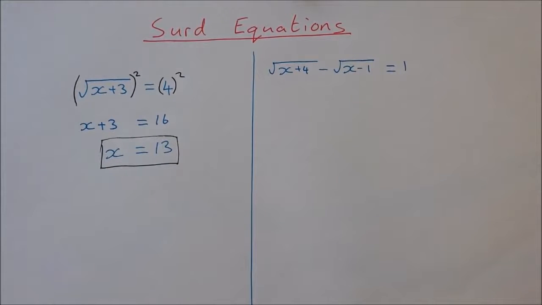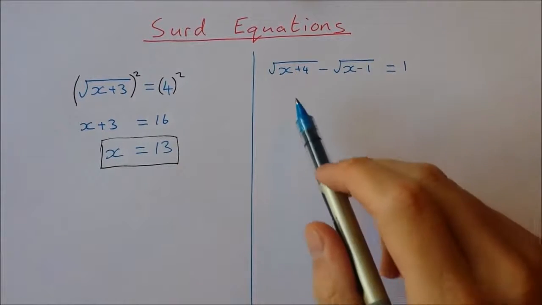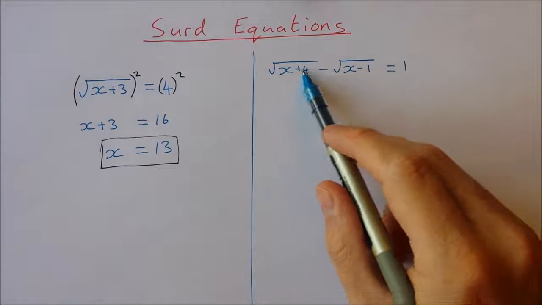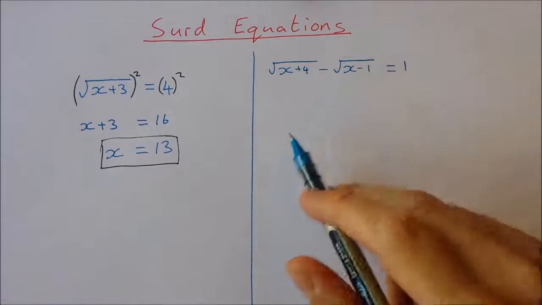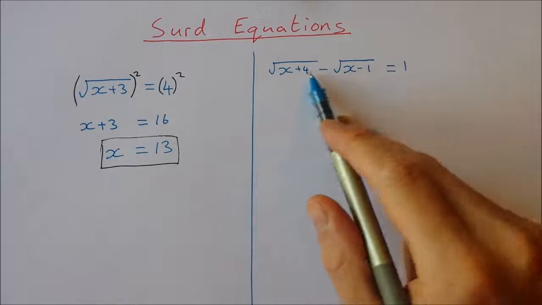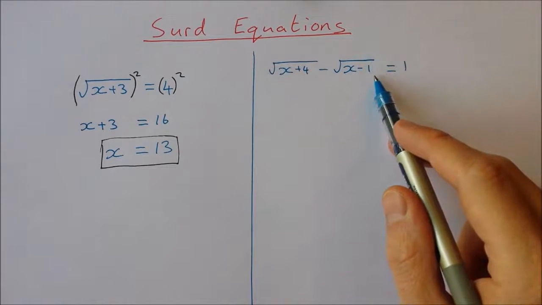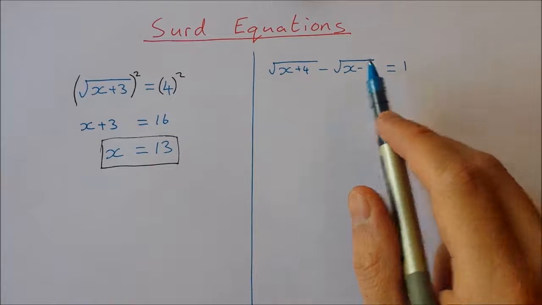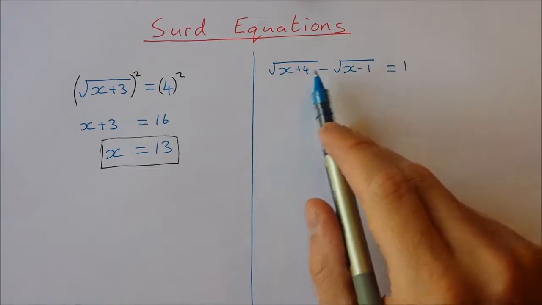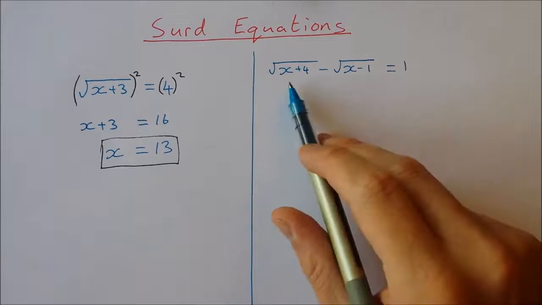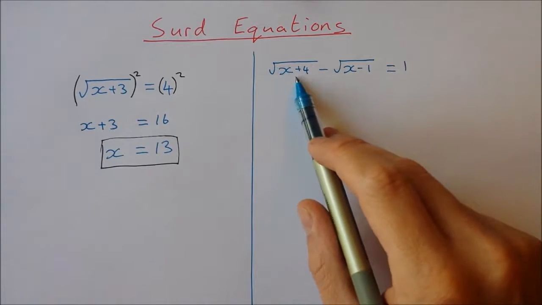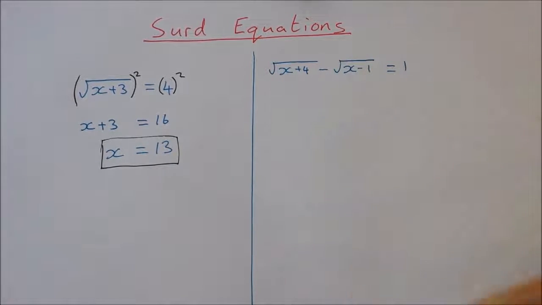Now for the other one, it's a little bit trickier. We have to first isolate one of these here and then square both sides. If we were to go ahead and square both sides now, it would be this whole thing here squared. So it would be the square of the first, twice the product, and the square of the last. So we'd be multiplying the square root of x plus 4 by the square root of x minus 1, and that's not really going to help us at all.